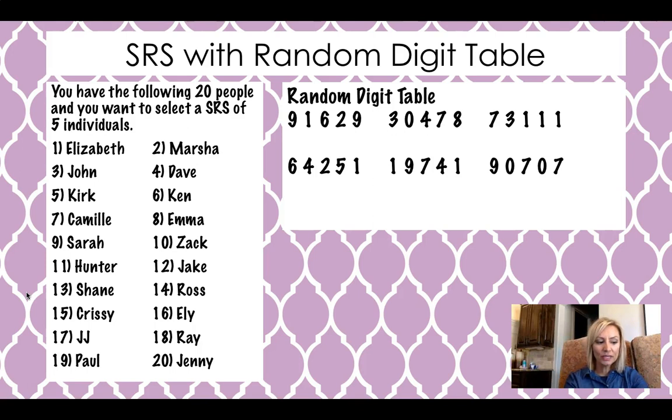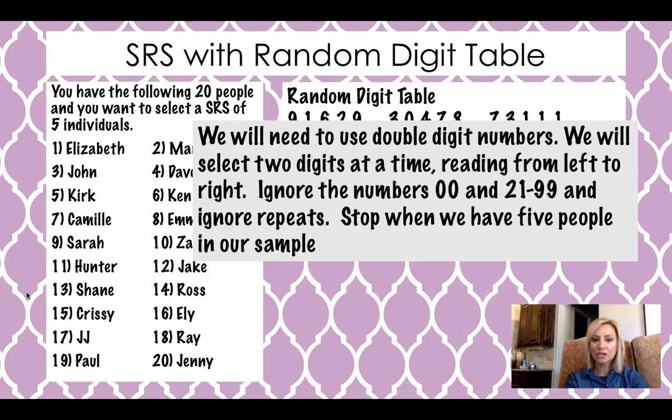So what we're going to do is select double digit numbers. We're going to select 2 digits at a time from our table, reading from left to right. We're going to ignore the numbers 00 because that doesn't represent any person in our population. And when we pick 2 digits, we also have the numbers 21 through 99 that we might select. We're going to ignore them because they don't represent any students in our population. And we're also going to ignore repeats because we want 5 unique individuals to be selected.